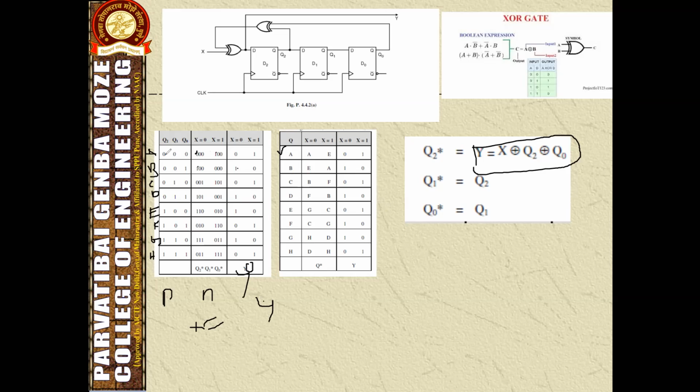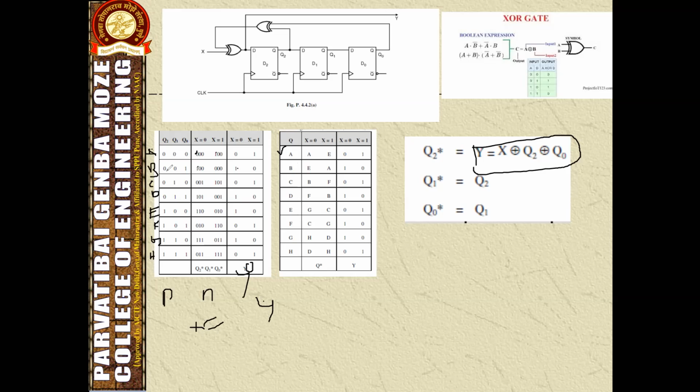So 0 0 0 is nothing but A. And 1 0 0 is nothing but E. So the state changes from A to A and from A to E. When input is 0, the state changes from A to A. When input is 1, the state changes from A to E. Like this, this is the state diagram. So like this, all the possible combinations we have written here.